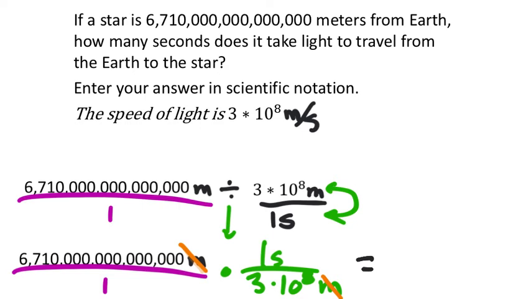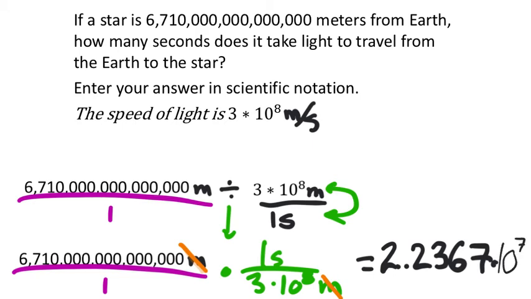Oh, my calculator was already in scientific notation. That's pretty good. It ends up being 2.236. It didn't say where to round, so I'll give it one more decimal place. The sixes would just repeat, and then this is times 10 to the power of 7. What the heck is that? So it'd be like 20 million, 22 million-ish seconds. That seems kind of slow for the speed of light to me, but whatever.